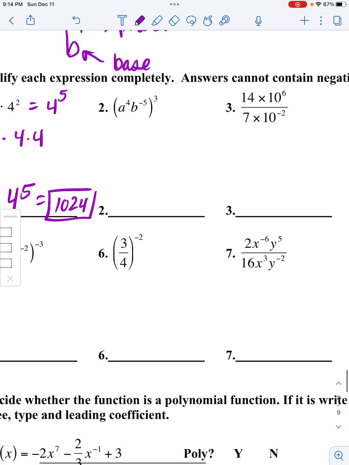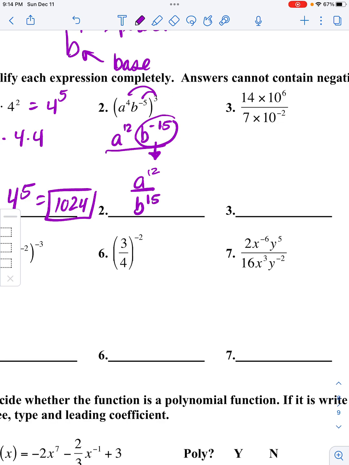Here, if you remember, I do 4 steps, and the first thing I look for is distributing a power. Powers only multiply by powers. So 4 times 3 and -5 times 3. The second thing I do is move negative powers. If they're on the bottom, they move to the top. If they're on top, they move to the bottom. This doesn't have a bottom, but it does now. So a to the 12 stays on the top, b to the 15 moves into the bottom.